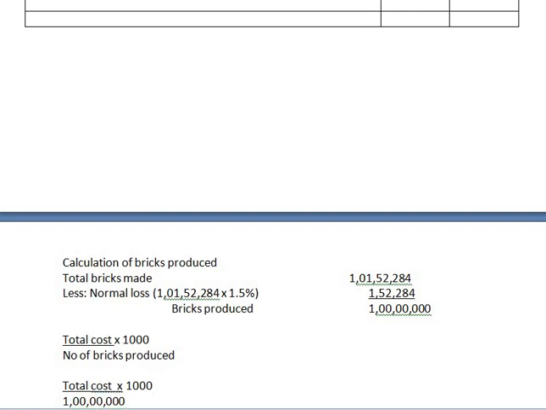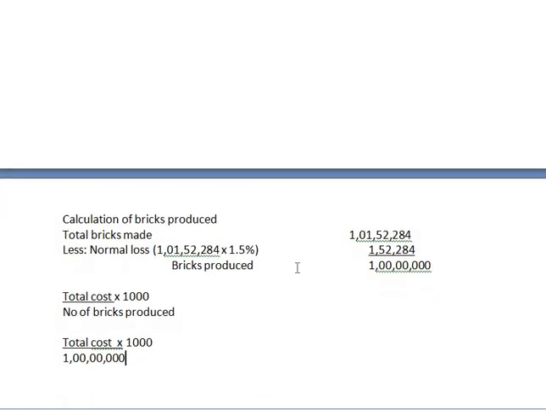So these zeros get cancelled. Check here, these three zeros and these three zeros get cancelled. So your answer will be 10,000. Whenever you are calculating cost per thousand bricks, your calculation will be total cost divided by 10,000 bricks, so that you will get a proper answer for 1,000 bricks. Hope this is clear.